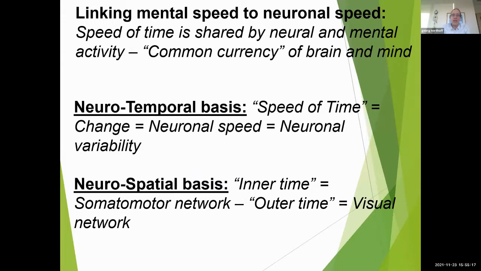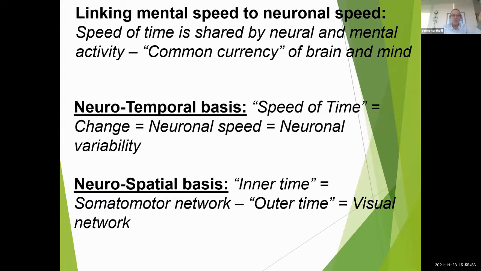So first we asked, how can we measure neuronal speed? Speed is about change. How can we describe change in neuronal activity? By neuronal variability, change in the amplitude over time. That you can measure by the standard deviation of the amplitude. Then how about the neural spatial basis? It is known that your inner time speed is related to the somatomotor network. That has been shown in Parkinson's patients whose inner time is too slow. Whereas for the outer time, we said, maybe that's the first time when the external input is processed by the brain and its spontaneous activity, like in sensory cortex, like in the visual network.